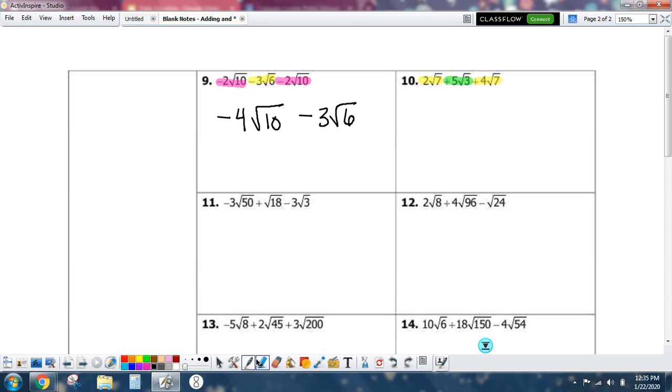All right, for 10, you should have had these like terms. You combine your square roots of 7, so 2 plus 4 is 6 square root of 7, plus bring down the remaining square root.